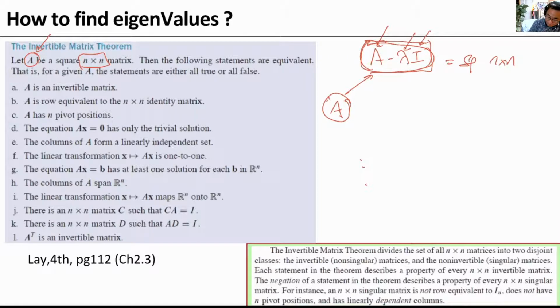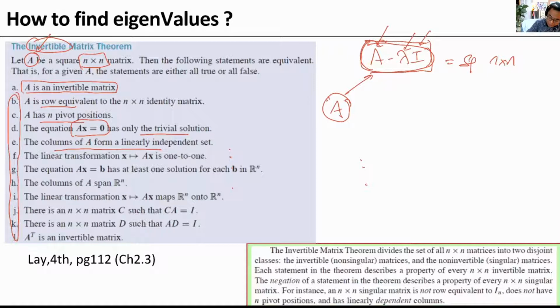And the invertible matrix theorem says this: if we claim that A is invertible, then all this is also true, equivalent statements. So if we say that A is invertible, then A is row equivalent to the identity, it has n pivots, Ax equals 0 only has the trivial solution, columns of A form a linearly independent set, and so on.